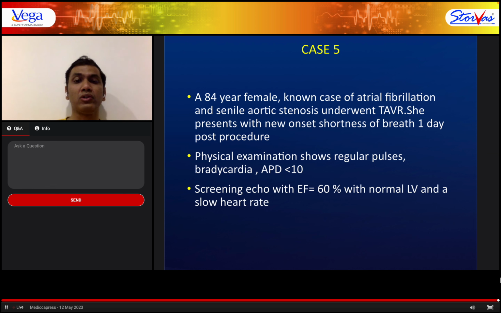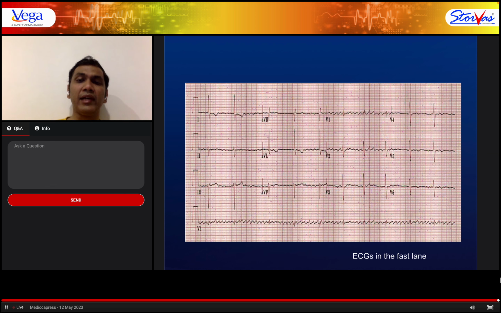The screening echo shows a normal ejection fraction, normal LV, and a slow heart rate. When we take a look at the ECG, you can actually see that there is no fixed baseline. You cannot comment on the P wave in this patient at all. This, as I contrast from the previous case, is a case of an atrial arrhythmia.